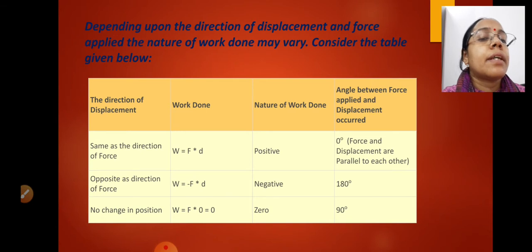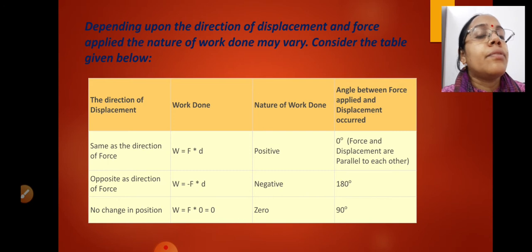Now negative work done, opposite, that means the force is applied in one direction and the displacement has taken place in the opposite direction. Here the angle between the force applied and displacement occurred is 180 degree. So W is equal to minus Fd. So it is negative work done.